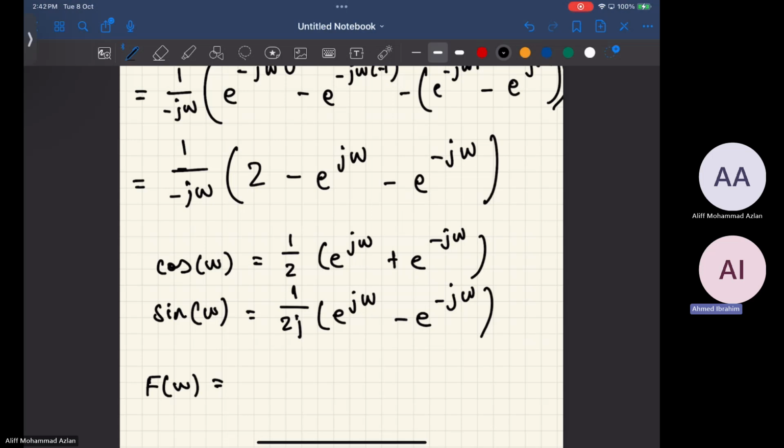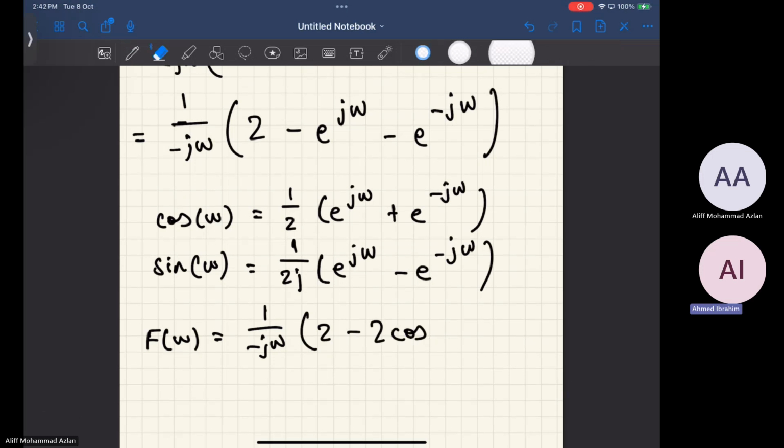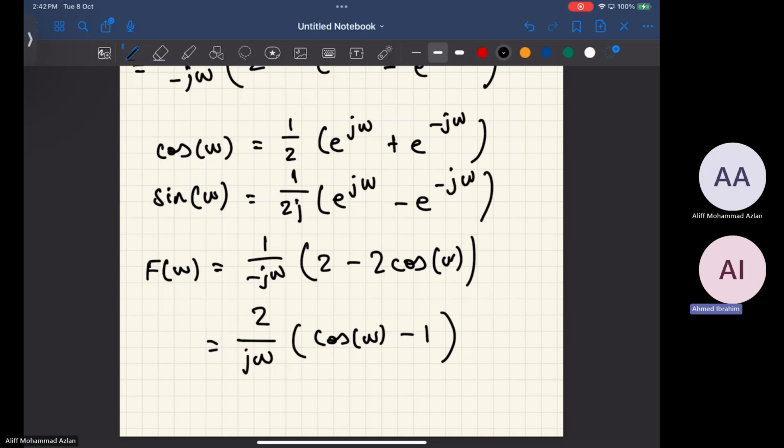So substituting the cosine here, we get 1 on minus j omega, 2 minus 2 cosine omega. And just one additional step gives us, and we can write our answer like that.